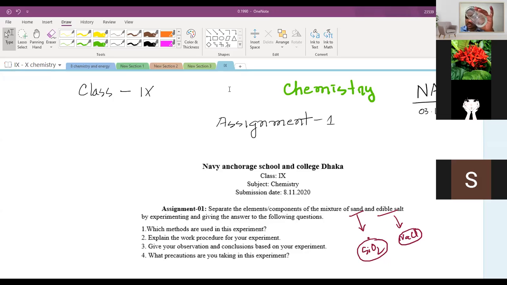For that, I put some sand in my glass. Do you see this? There is some sand in the glass. You can do it at home with a transparent glass. Some salt like sodium chloride is already taken. Salt and sand, both we mix with water in the transparent glass.